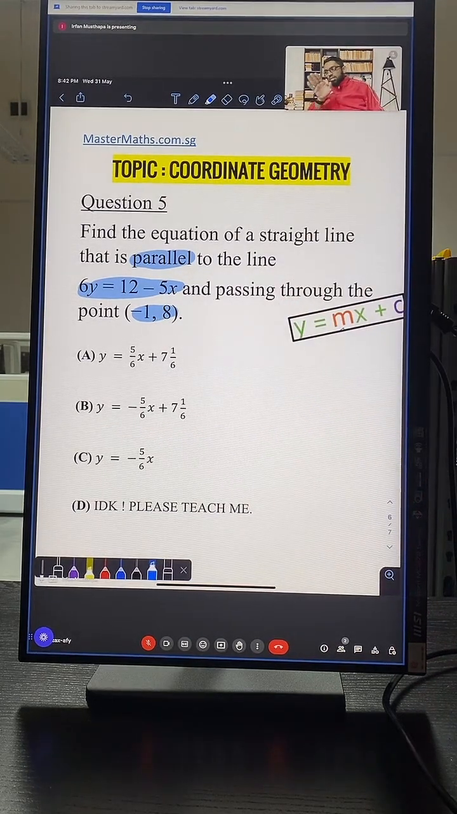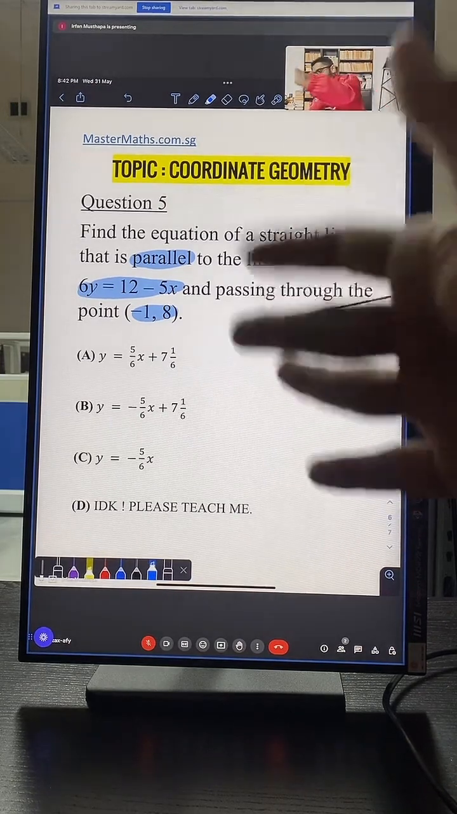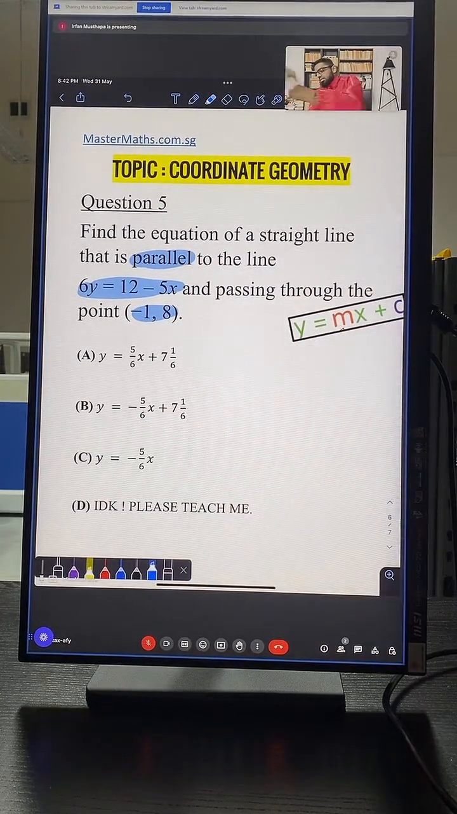Now, friends, this one here, I give you 2 minutes to solve. Is it A, is it B, is it C, is it D? Cannot be D, right? But if you still want me to teach you, just put D, it's okay. If you're still not so sure, just put D.